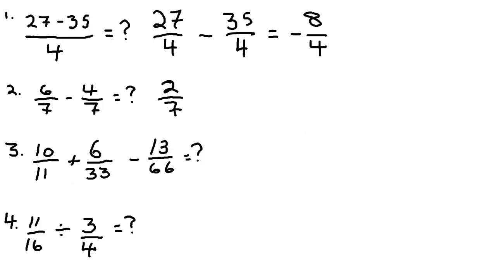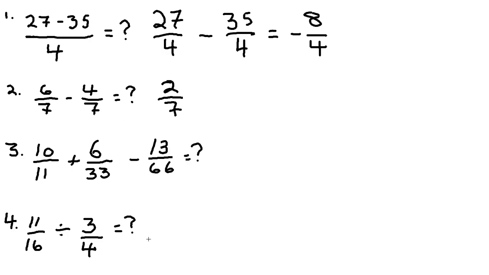So let's jump back to where we were. We just did number 4. Wait, was that? No, that was number 3. So what we can do is go ahead and hop onto number 4. Number 4, basically, we're going to use the dividing fractions rule. We have 11 over 16 divided by 3 over 4.